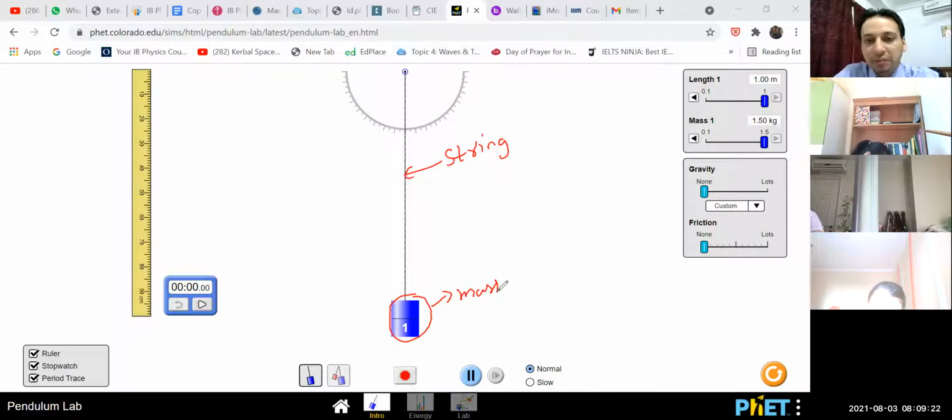We have attached a mass, and one end of the thread or the string we have fixed here with some rigid support. It is fixed. This whole arrangement is called a pendulum, and the name given to this system is a simple pendulum.